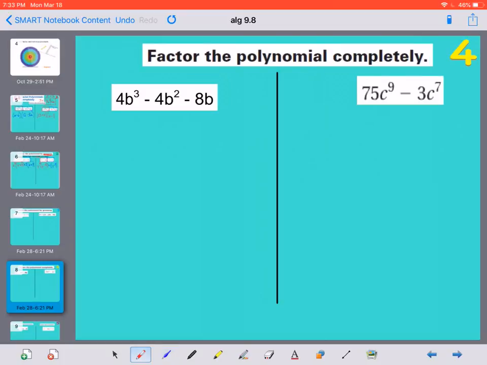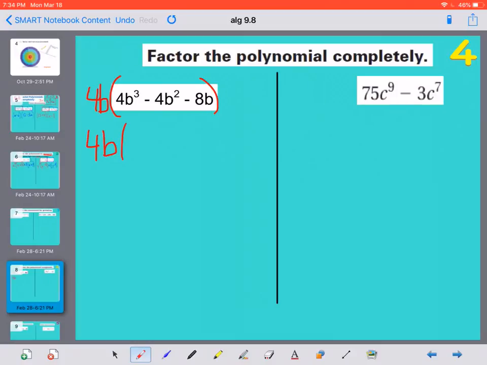Alright, here we are factoring these polynomials completely. So I have 3 terms in my first problem. They have 4, negative 4, and negative 8. Now when I see that, it looks to me that I can take a 4 out of all of them. They also all have b, so I'm going to take out a b. So I'll have 4b.